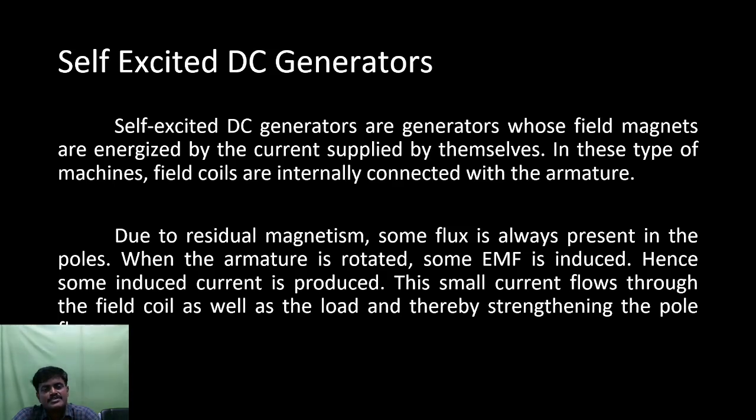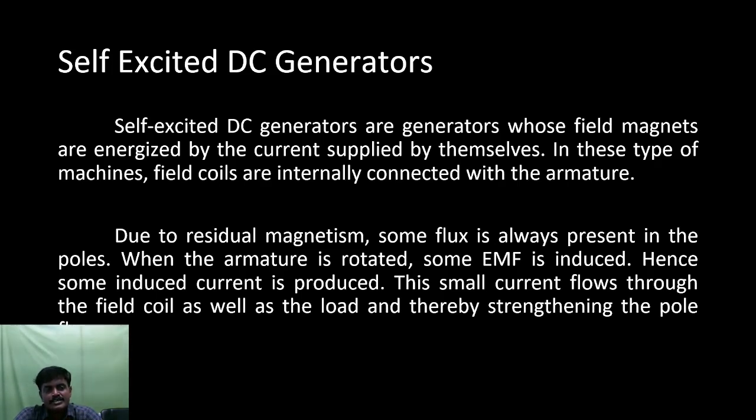But in the case of self-excited DC generators, the field coil of the generator is excited from the supply which is produced by the same generator. Initially a small amount of voltage comes to that field winding, and it creates flux according to that small voltage level. Then the reaction keeps on continuing until we get the desired voltage level.